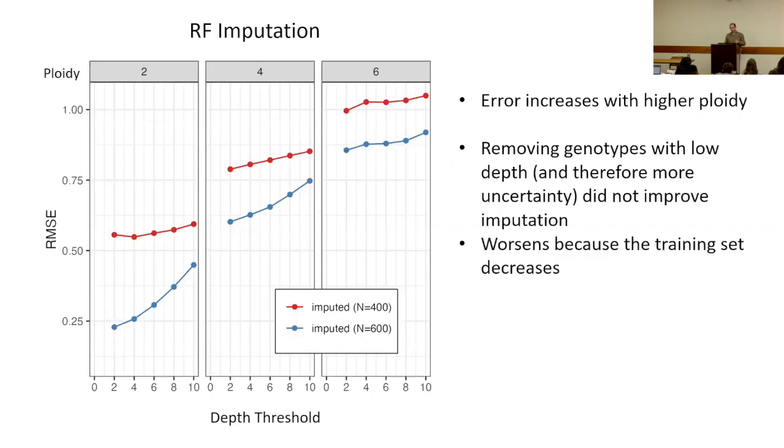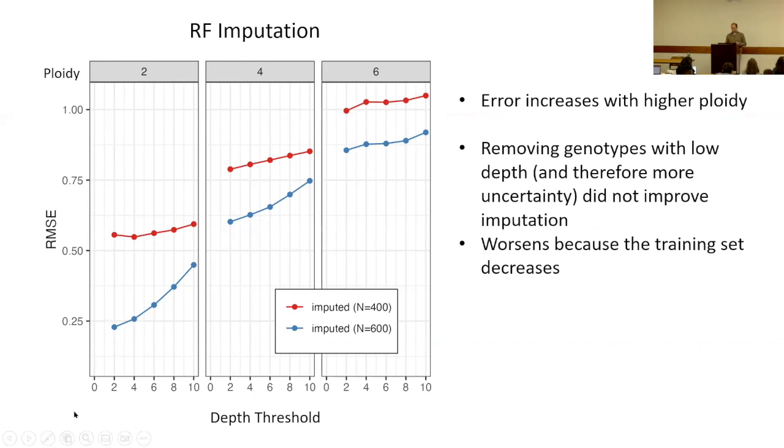Okay, so now that was population size. Now let's look at some other factors, such as ploidy. Here we've got 3 panels showing the error on the y-axis as a function of ploidy of 2, 4, and 6. And the x-axis is the minimum depth required for the genotype calling.